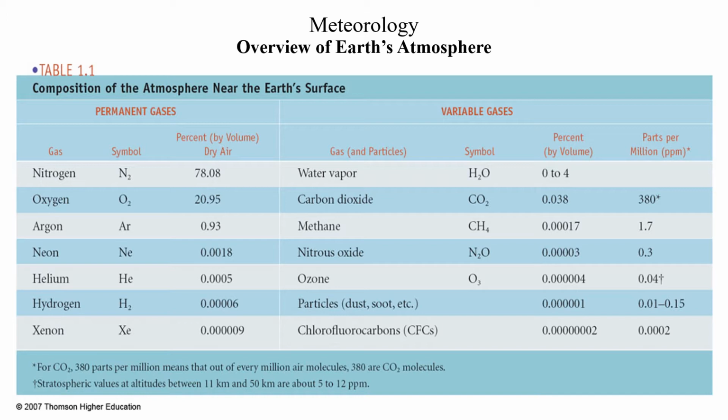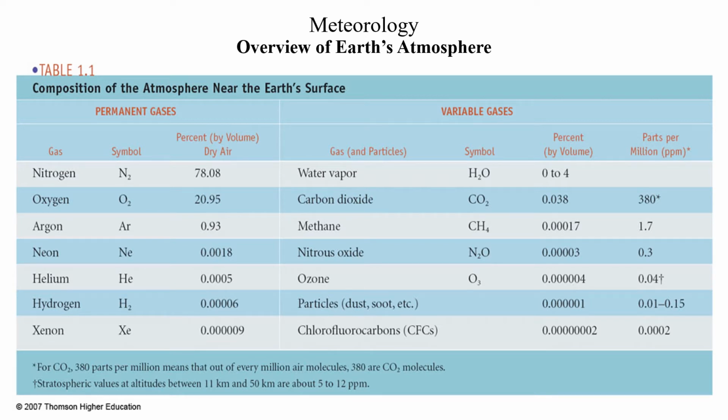So why do we call two types of gases? Permanent gases are permanent because the composition and the content in the atmosphere doesn't change over time. The variable gas, on the other hand, we call variable because the concentration and the composition changes over time and from place to place. So one of the permanent gases is nitrogen, and two, oxygen.